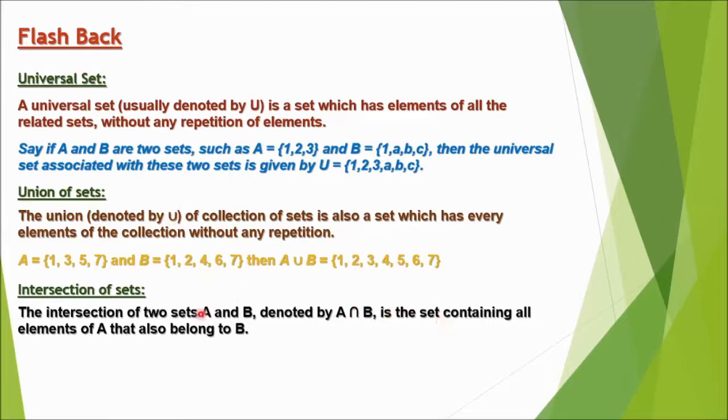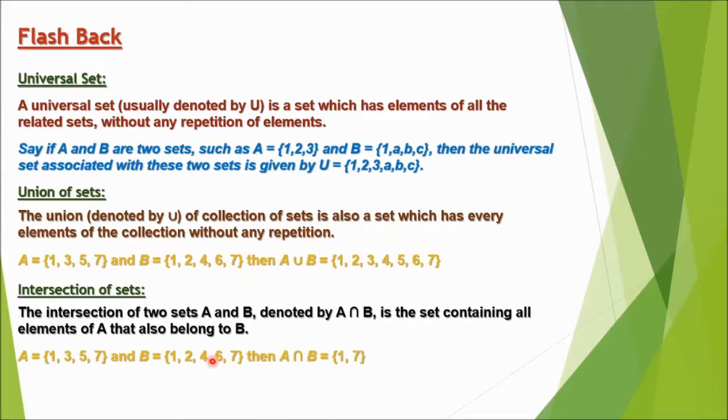It is the set containing all elements of A that belong to B, which in simple terms means the common elements in both sets. You know what common means, isn't it? Same elements from both sets. Or you can say equal elements from both sets. Identical elements from both sets.